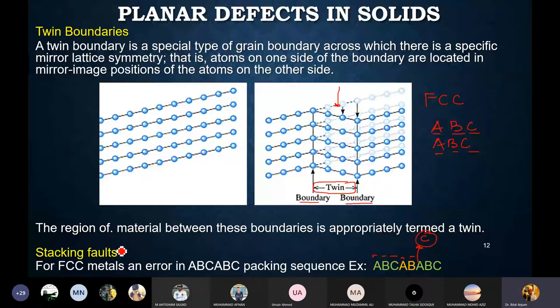That is a stacking fault, which takes place in 2D. So a complete 2D layer is missing. That would give rise to the stacking faults in materials. A missing layer is a 2D stacking fault.